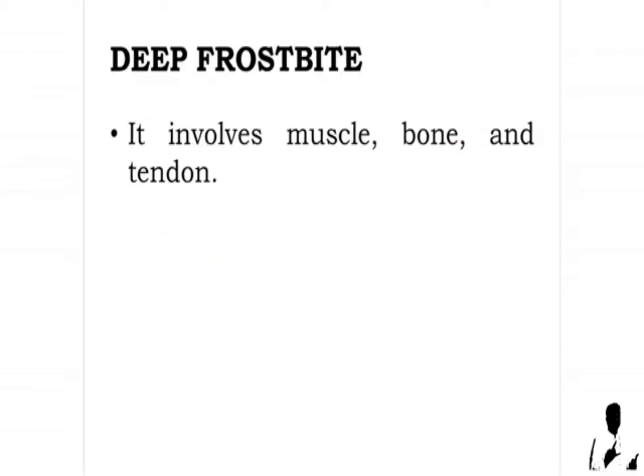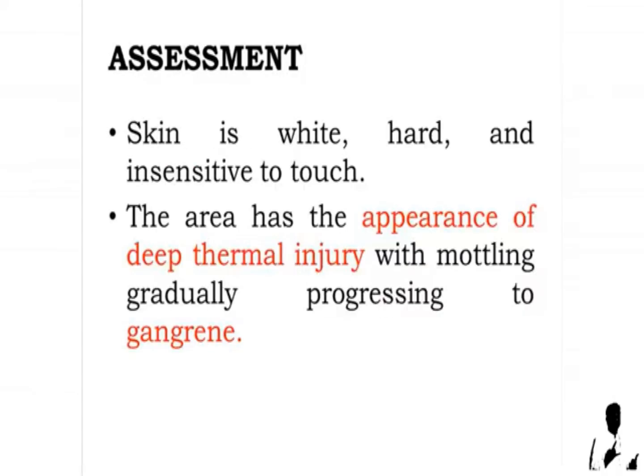Deep frostbite. It involves muscle, bone, and tendon. The skin is white, hard, and insensitive to touch. The area has the appearance of deep thermal injury with mottling gradually progressing to gangrene.